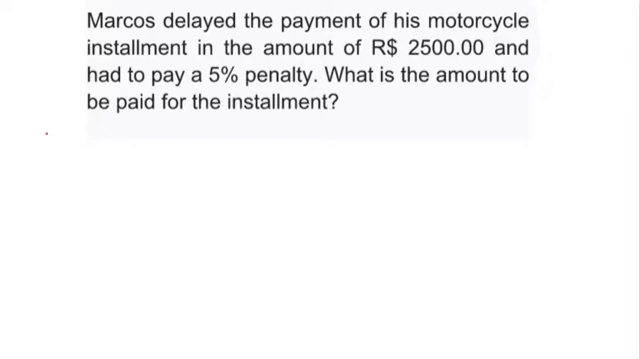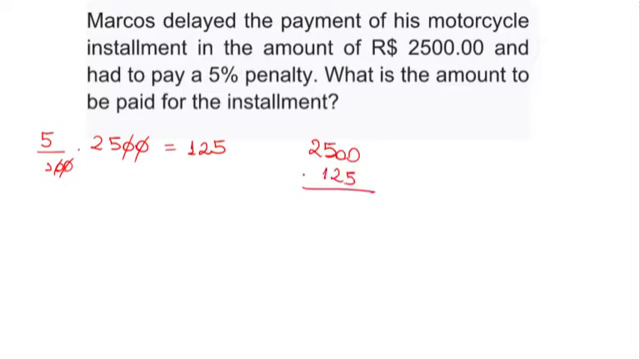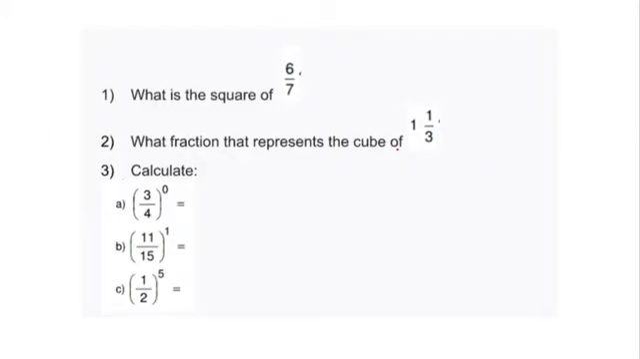So, 5% of 2,500, yeah? Simplify here. Then I have 25 goes 2, 5 times 2, 10 plus 2, 125, right? So 2,500 plus 125. This will give me 2,625.